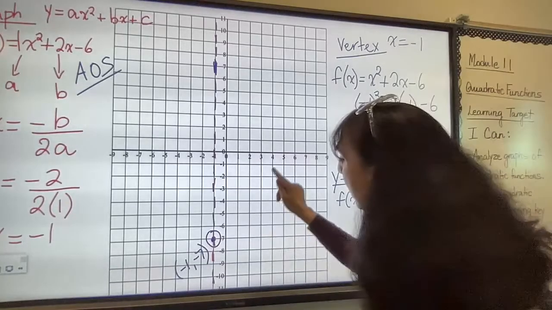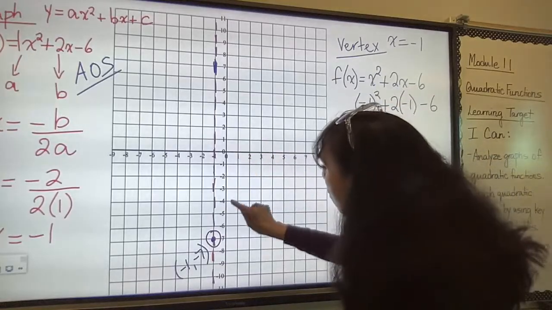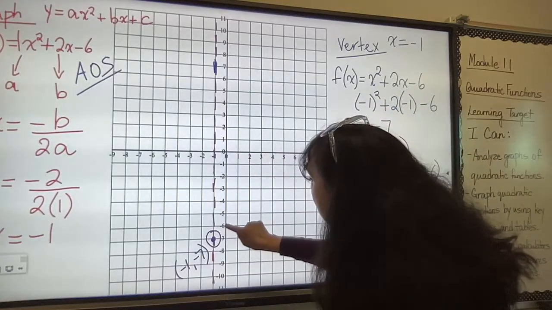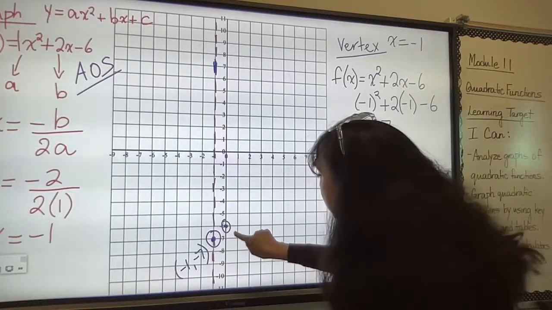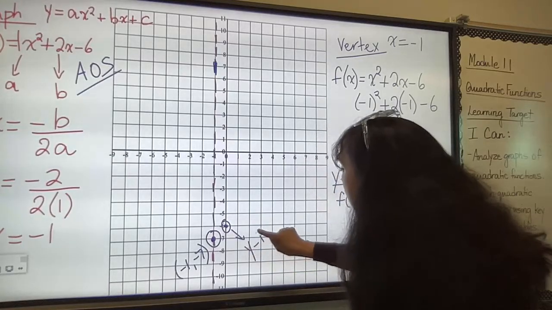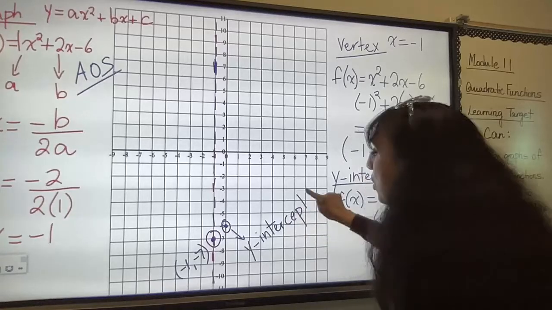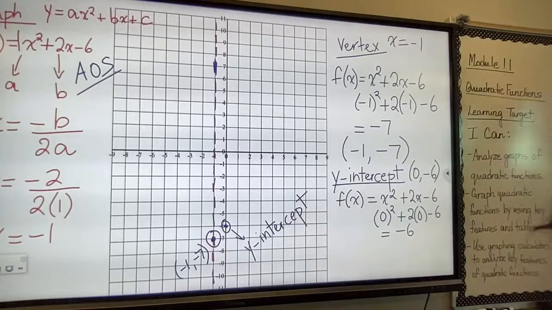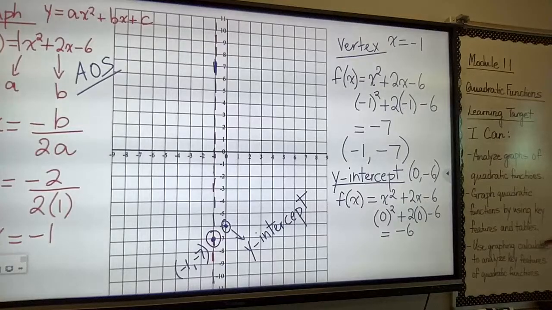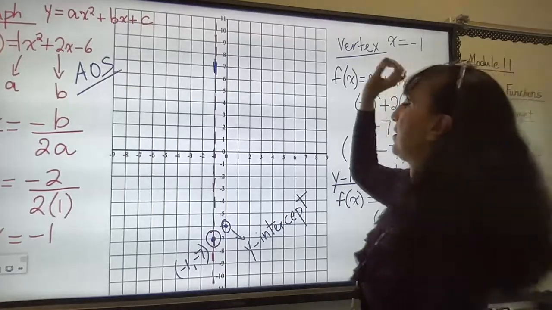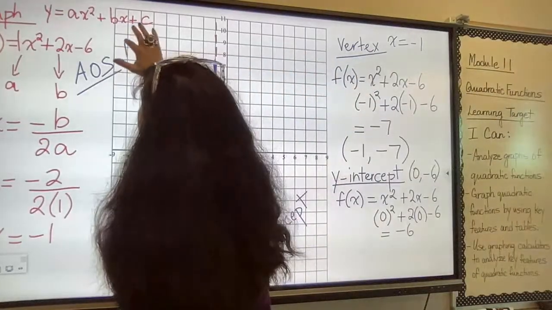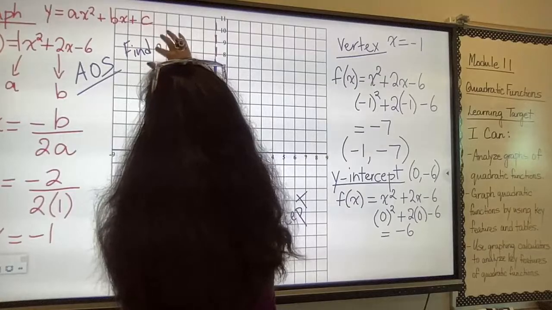So I know that here we have (0, -6). So this is my y-intercept. Okay? So I can see that next, what I need to do is use the axis of symmetry. Now we're going to find additional points.